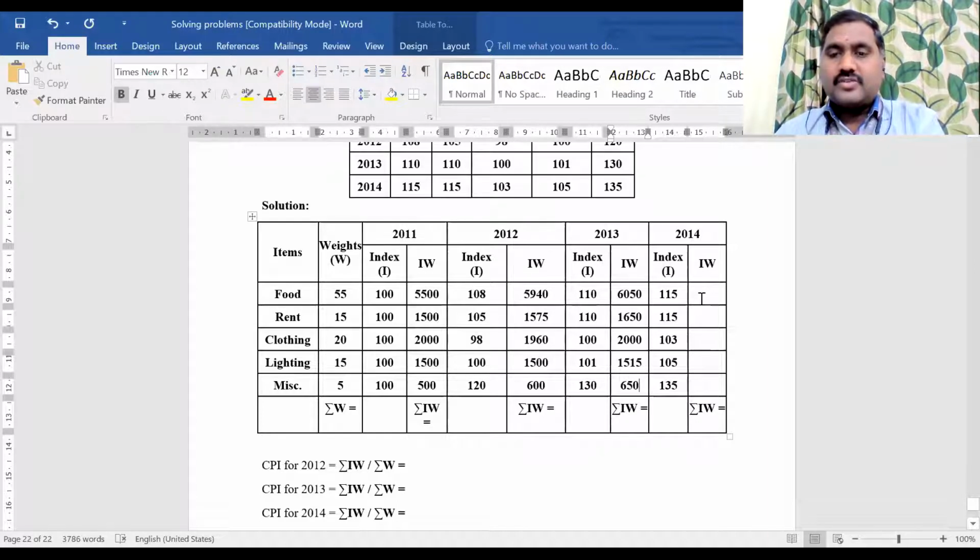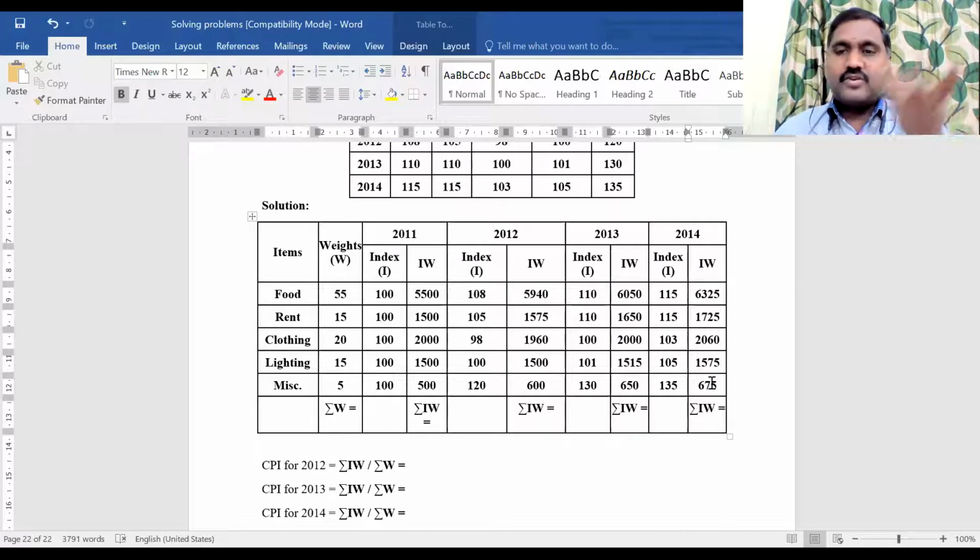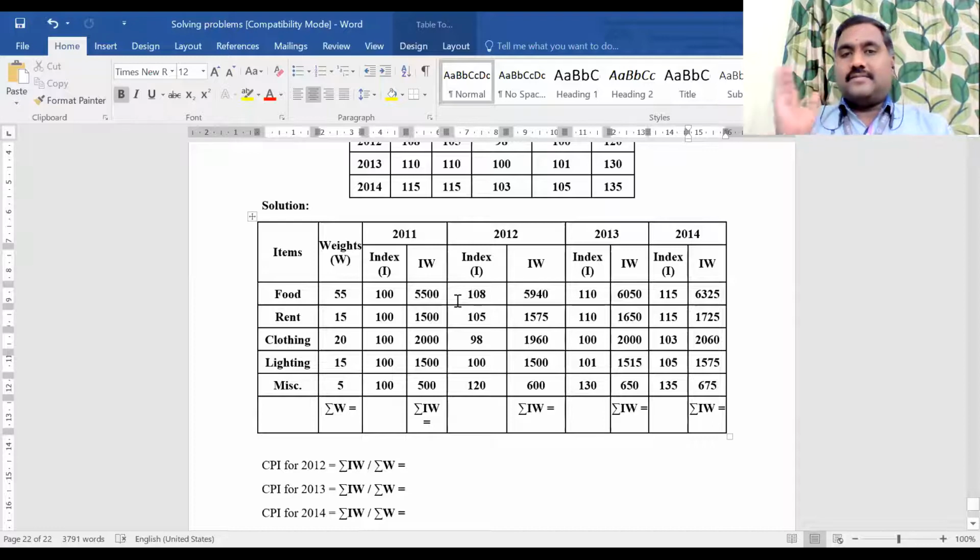Next, the last one is 2014. So 2014, 115 into 55. Very good, Varsha. Varsha has given the answer for all of them. Okay, 6,325. Good, 1,725 and 2,060. Then 1,575 and 675. Very good. If you give it like this, it is easy for me to solve. Now we got the IW value for all the years.